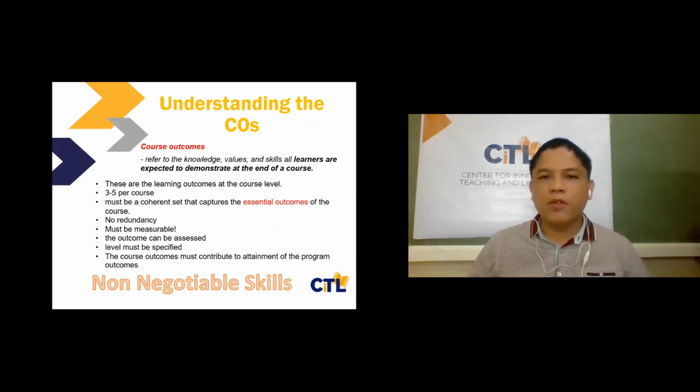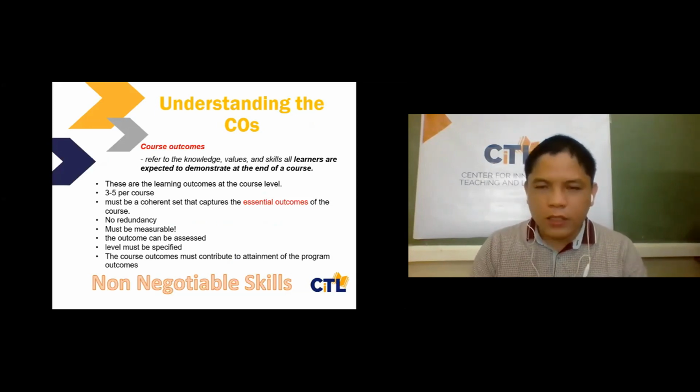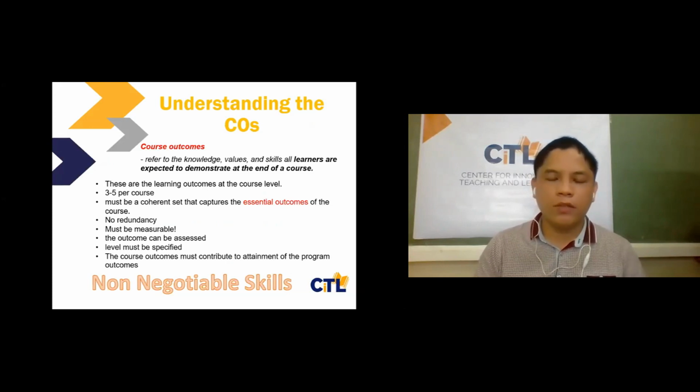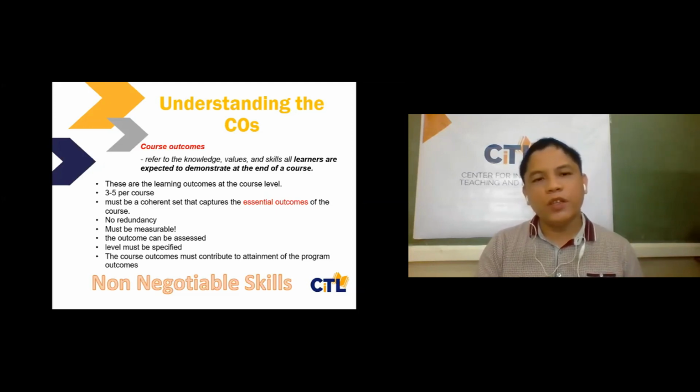When we say course outcomes, these are the knowledge, values, and skills that learners are expected to demonstrate at the end of the course. So that's why we put there "at the end of the course, the students will be able to." These are learning outcomes at the course level, and there should be 3 to 5 per course. It should not be too many, because again, the course outcomes support your program outcomes. And if there are so many, there's a possibility that a course outcome you put there is not really supporting the program outcomes.